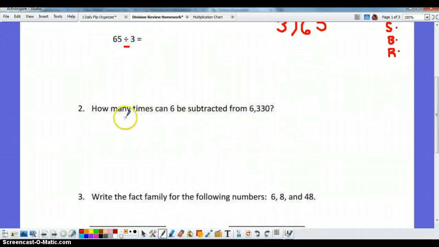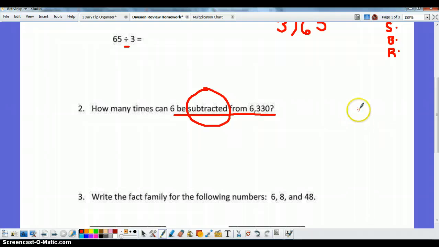Question number 2, it's kind of a strange question. It's asking you, how many times can 6 be subtracted from 6,330? What in the world? Well, multiplication is nothing but repeated addition, which means division is nothing but repeated subtraction. So in this case, they're really asking you to divide with a dividend of 6,330 and a divisor of 6. So really all they're asking you to do when they ask you to subtract that many times is to divide.